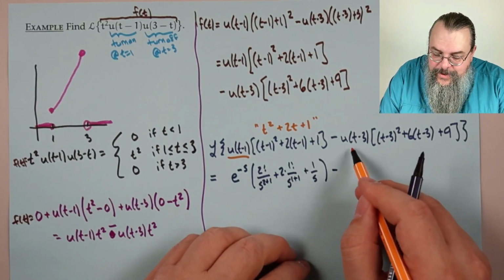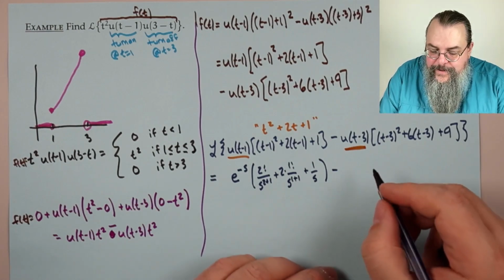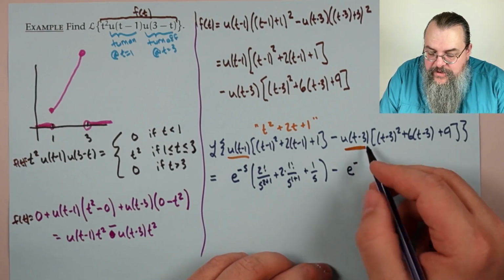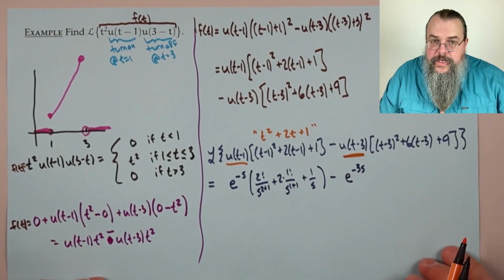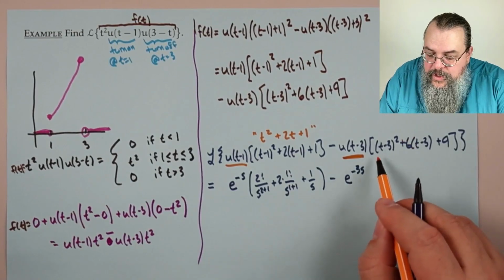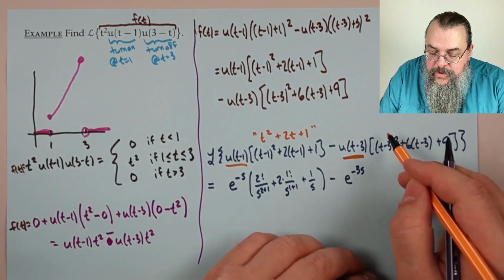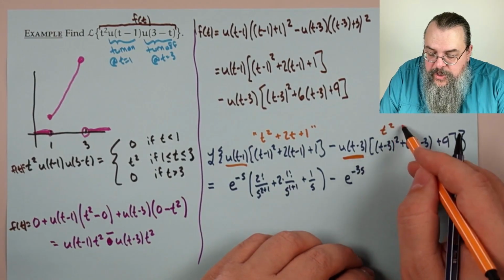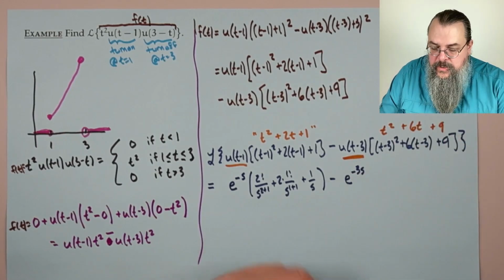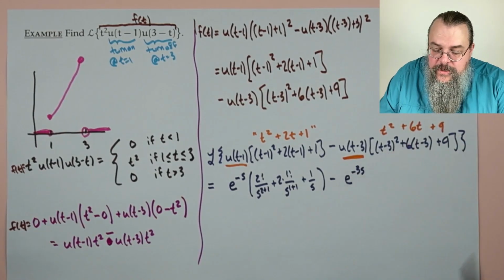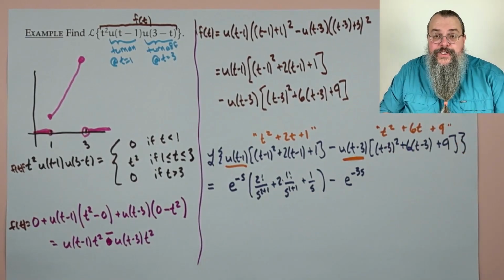Now, we get to do that whole thing again. So, we see u of t minus 3. That tells us, of course, we're going to have an exponential, e to the minus 3s. And we'll do the same thing that we just did. Namely, we're going to look at this and say, this is our t minus a. What if it was just t? Well, it would be t squared plus 6t plus 9. And that's the function that we're going to think of taking the Laplace transform of when we attach it here.